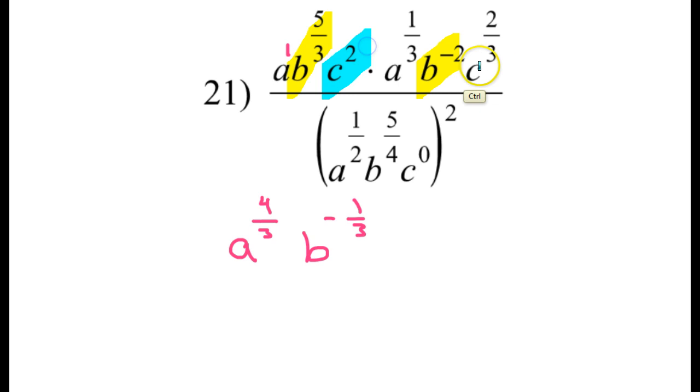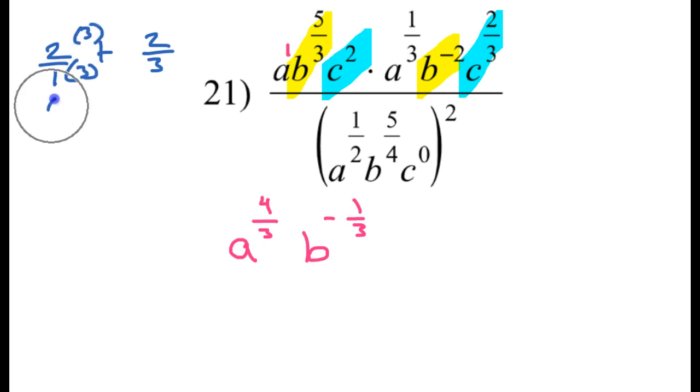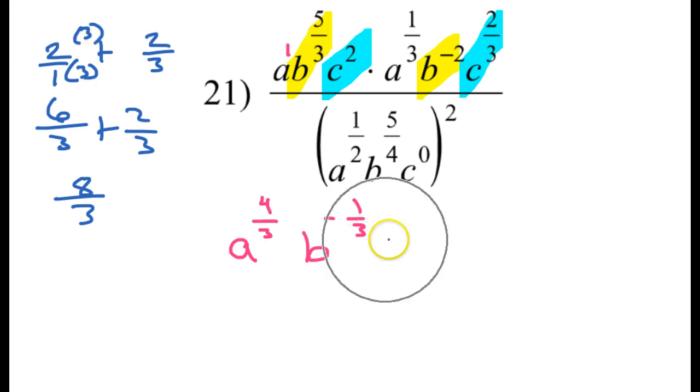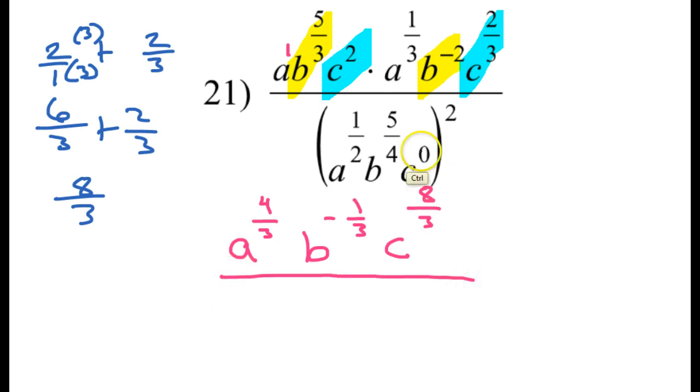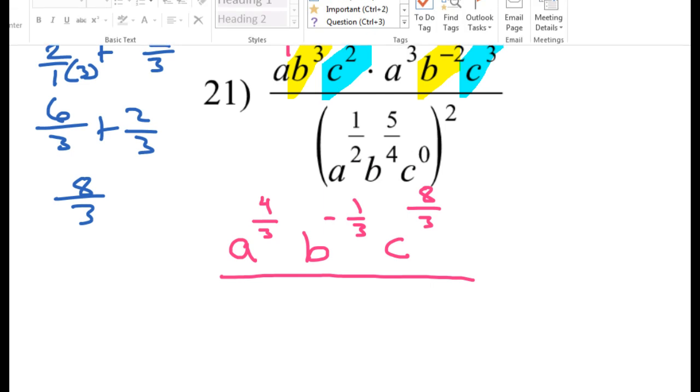Alright, time for the c's. So I need to do 2 plus 2/3. Okay, I can make like denominators, so this is 6 over 3 plus 2 over 3, so that'll be 8 over 3. So I've got c to the 8 over 3 power. That is my numerator. Now I'm going to start getting to work on the denominator.